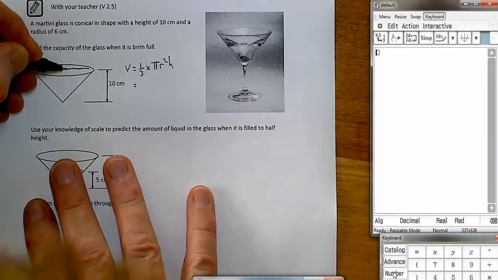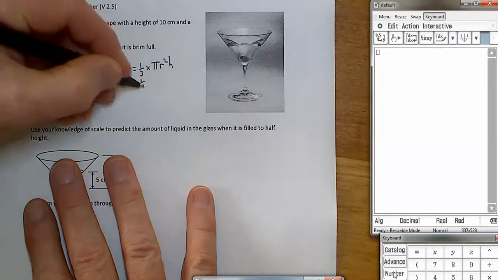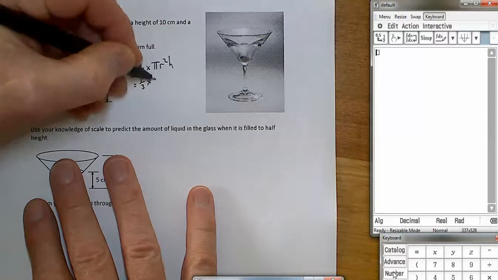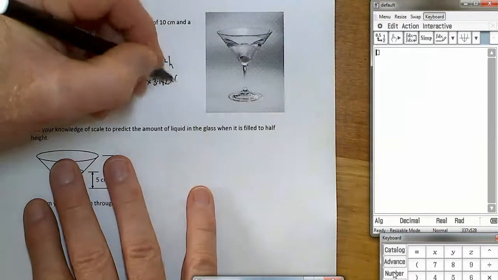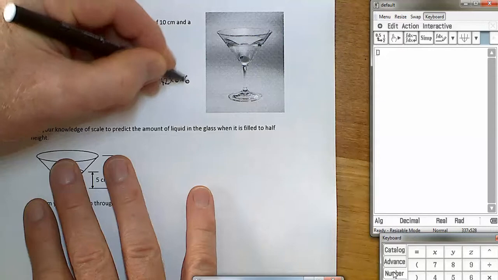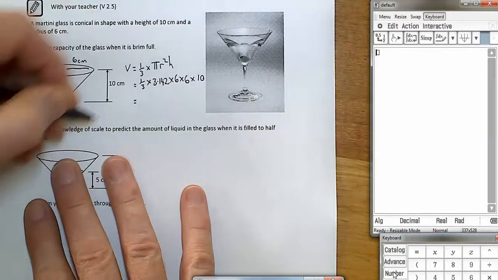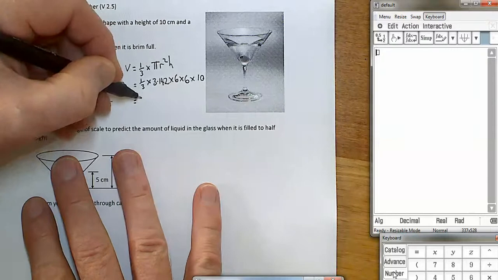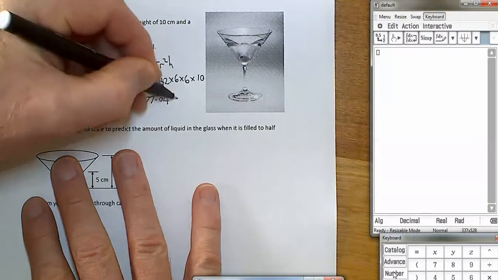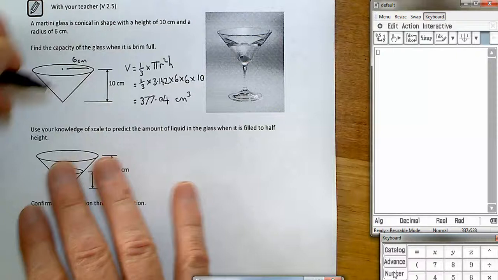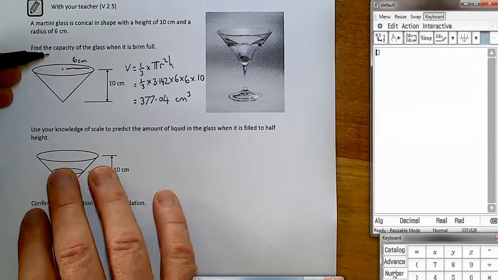They're not marked in, we'll put it in here. So 1/3 times 3.142 times radius squared, 6 times 6 times the height is 10. Now, I've worked this one out beforehand. It works out to be 377.04 centimetres cubed. We were asked for capacity, and that really means how much liquid could we put inside it.